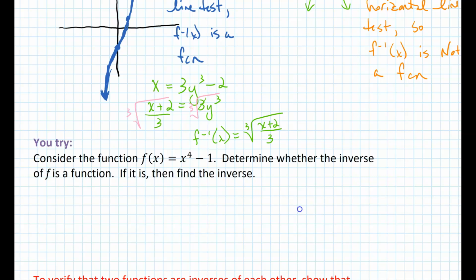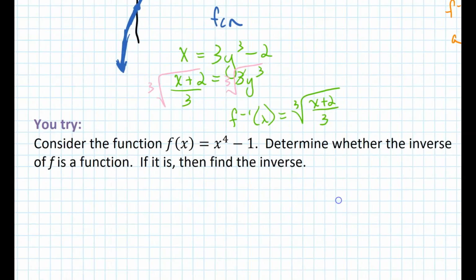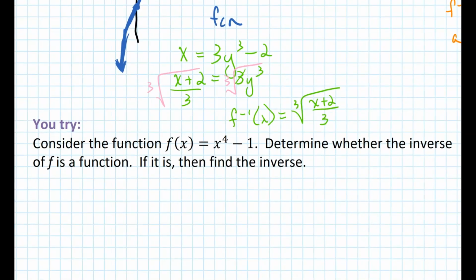All right, I'll give you guys a minute to discuss the next one with your table mates. What's going on with f of x equals x to the 4th minus 1? Because remember, the odd ones go like that, and the even ones like that. The even ones are always in the same direction.